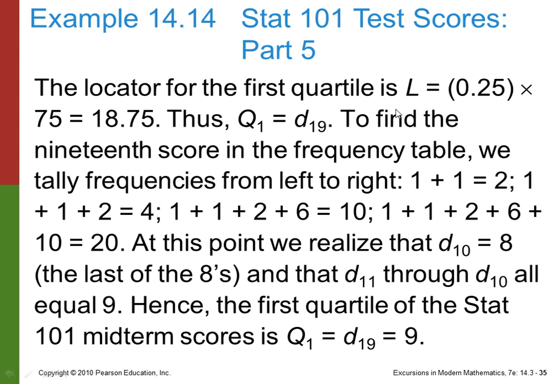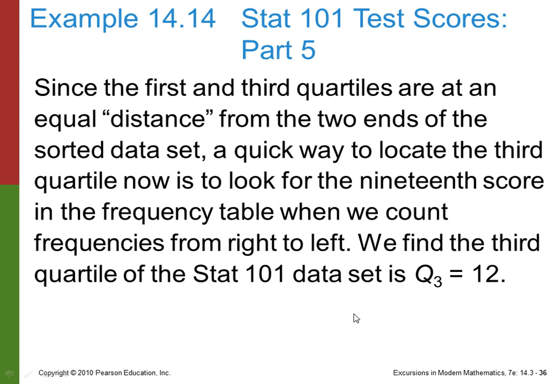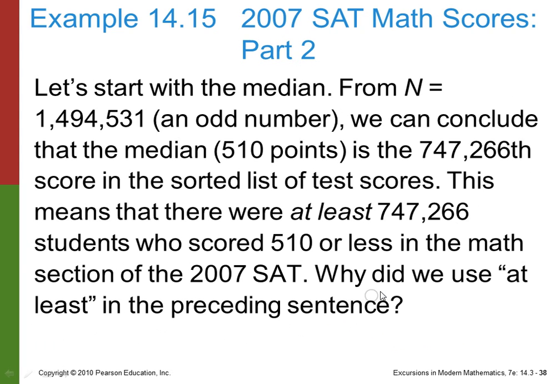So the 19th data point is the first quartile, 1/4 of the 75 total. We round it up. We find that the median is sitting there, then the first quartile, and the third quartile. All right, enough of that.